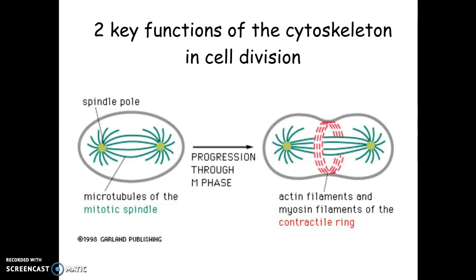The actions of the cleavage furrow and cytokinesis are performed by actin and myosin. Myosin walking down actin, causing that actin band to get tighter and tighter and tighter. Okay, so cytoskeleton is going to play a fairly important role in the phases of mitosis.